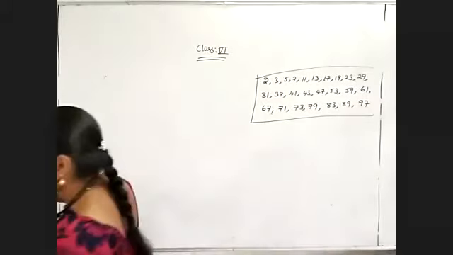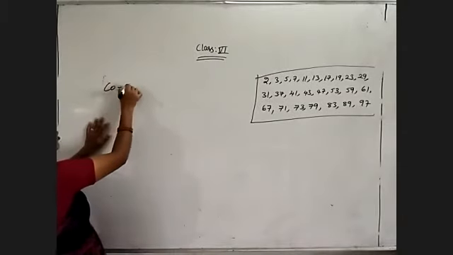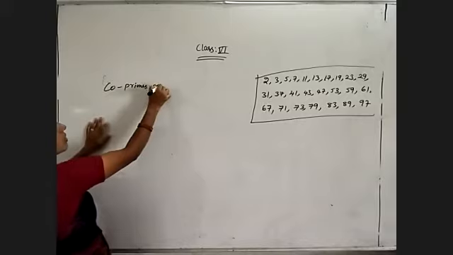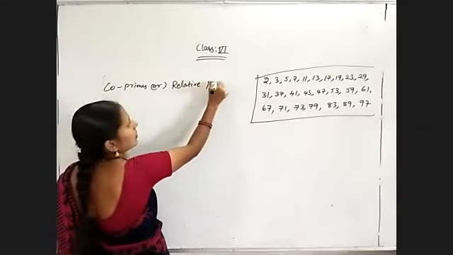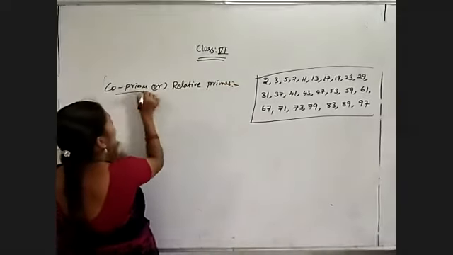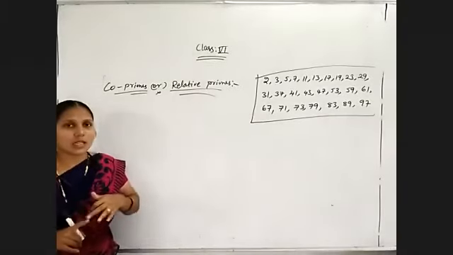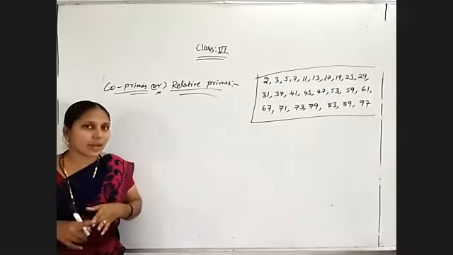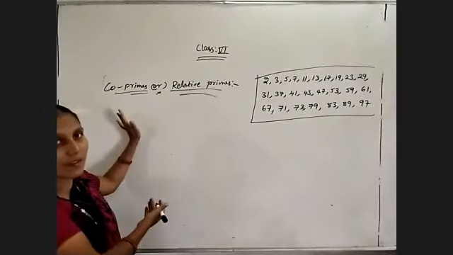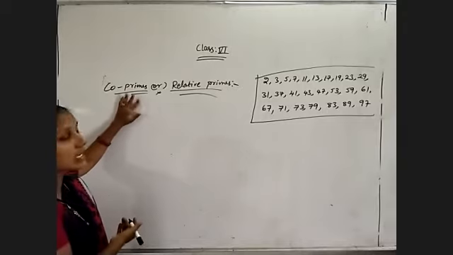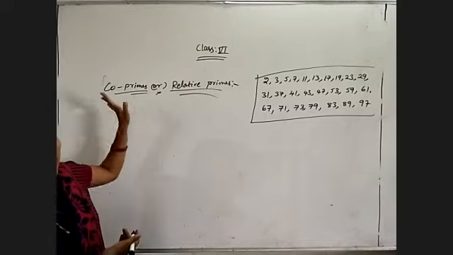See, now our first question is, first of all, what is meant by co-primes or relative primes? Co-primes or relative primes. In our yesterday's class, we discussed factors, multiples, even numbers, odd numbers, prime numbers, composite numbers. Today, I have revised prime numbers and composite numbers again. Now, co-primes and relative primes are both the same.